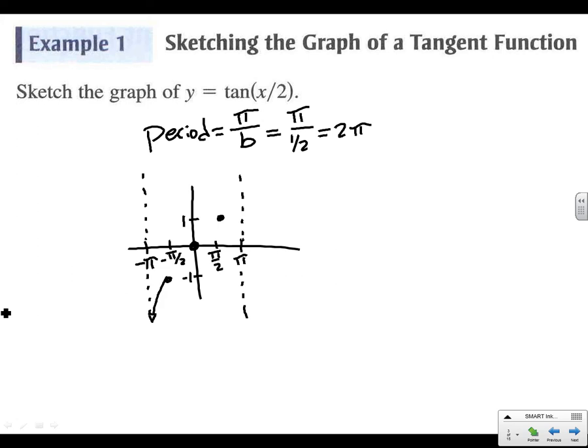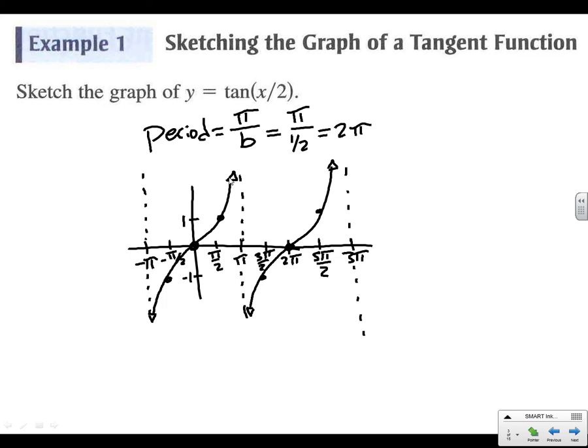We're going to start low and finish high, and so we have an arrow going up. If we wanted to do another period here, we could go 2 pi, 3 pi, so our asymptote would be at 3 pi now. And we would go like this. And so these points would be at 3 pi over 2 and 5 pi over 2.